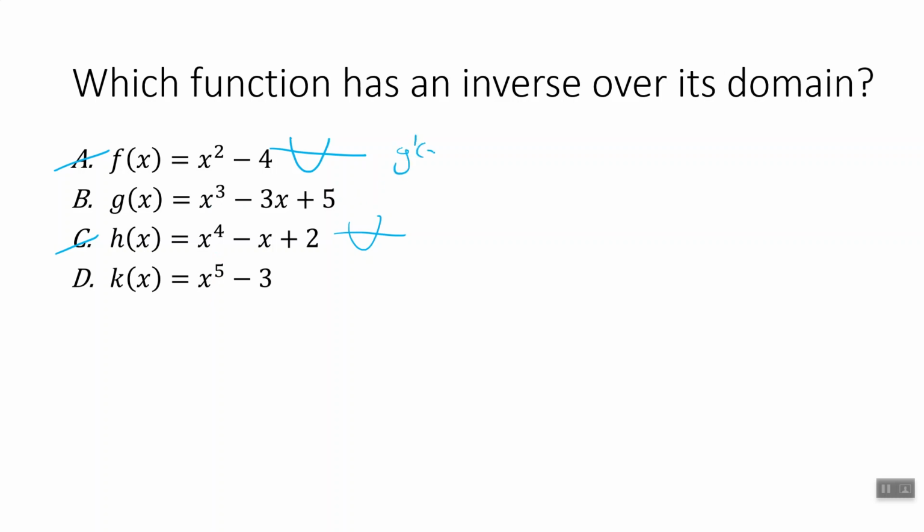So let's take a look at g prime. We'd get 3x squared minus 3. If we set that equal to 0, yep, we're going to get solutions here.